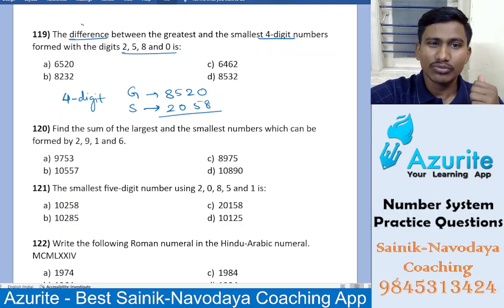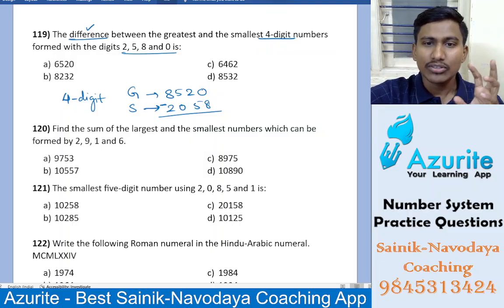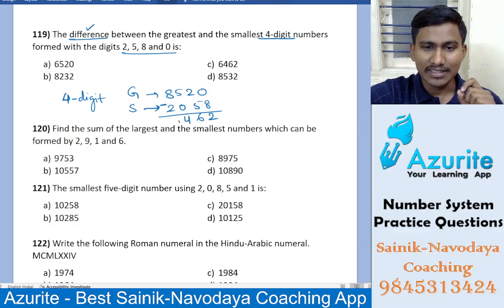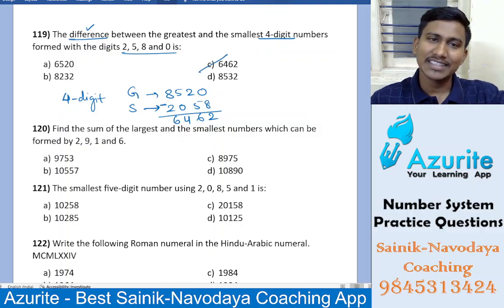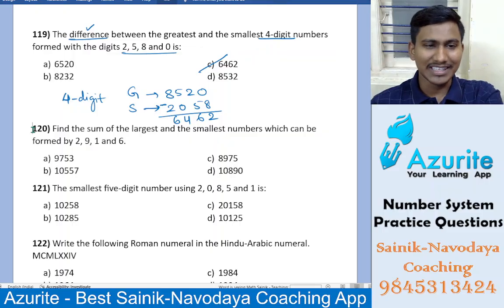What we have to find? We have to find the difference, which means we need to subtract them. So subtract: 0 minus 8, borrow, that is 10 minus 8 is 2, and then it will be 1. 1 minus 5, borrow, that is 11 minus 5 is 6. Here 4 minus 0 is 4, and then here 6. So 6, 4, 6, 2, that is option C, is the answer here, right? So very easy, just understand the question and you will be able to do it easily.